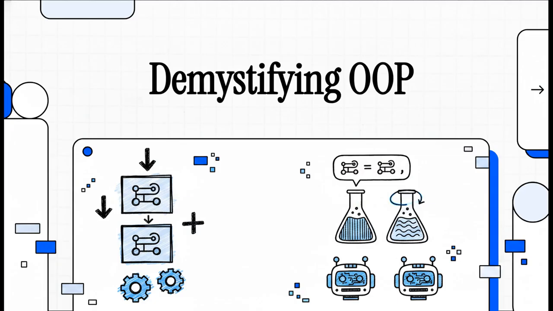Welcome to our explainer on object-oriented programming, or OOP. We're zooming in on two of the absolute most mixed-up concepts in coding: method overloading and method overriding. Stick with me, and by the end of this, you won't just know the difference, you're going to know exactly when and how to use them like a pro.